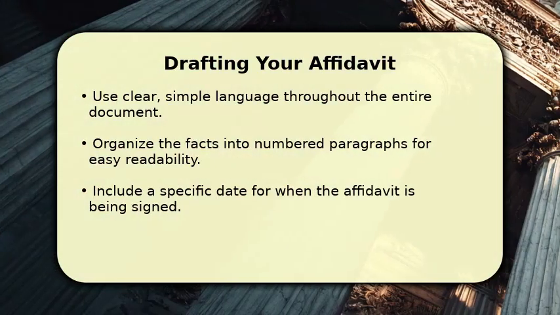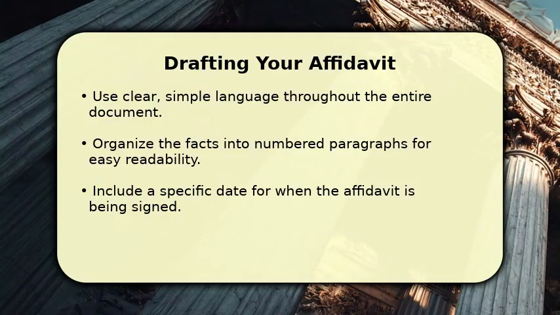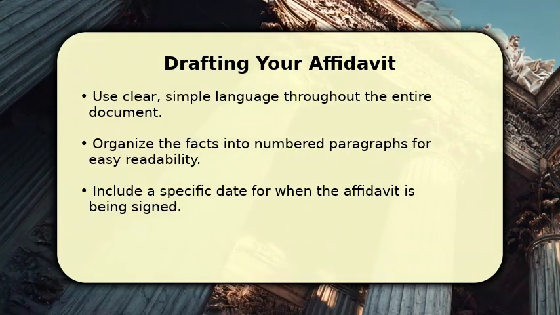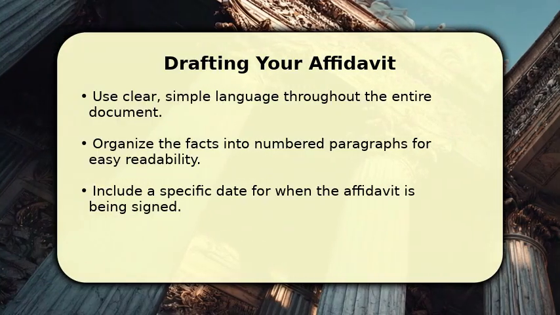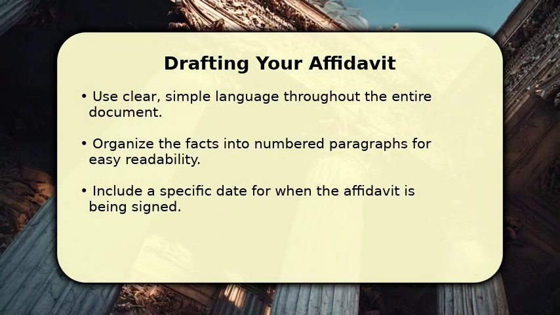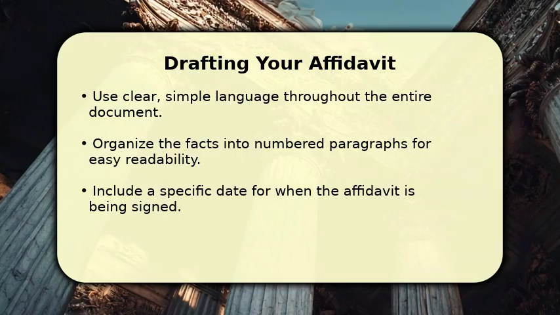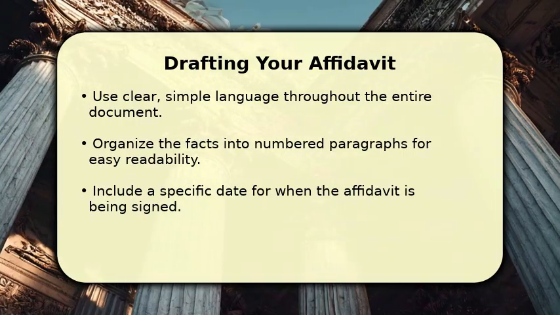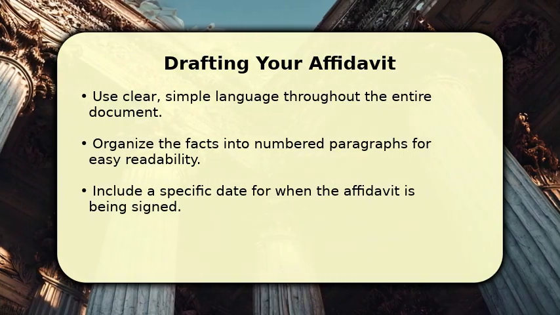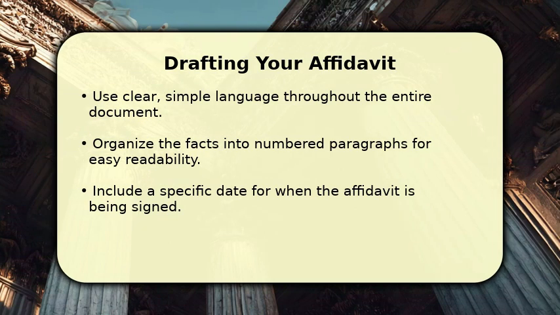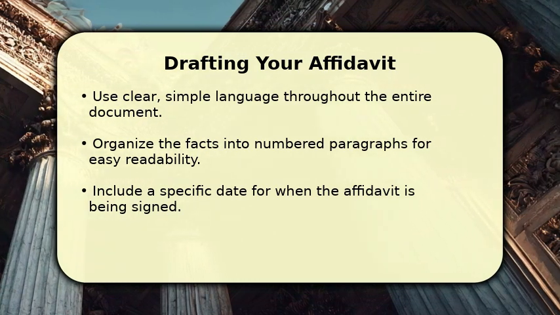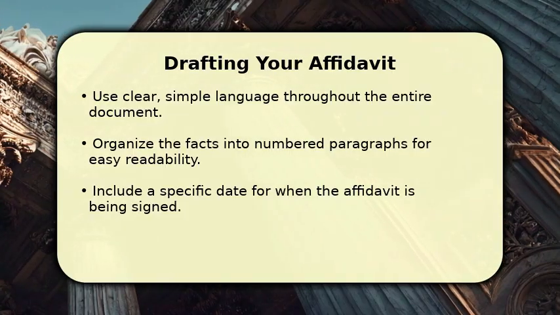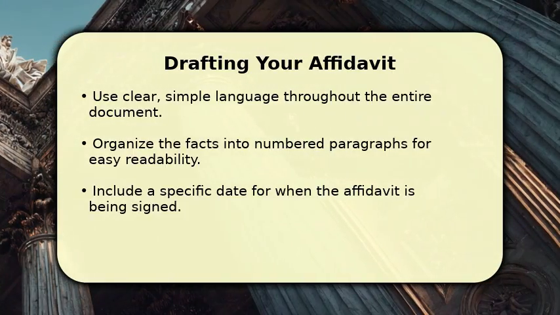When drafting, focus on clarity and precision. Use straightforward language, avoiding legal jargon where possible, so anyone can easily understand your statement. Organize your facts logically, perhaps using numbered paragraphs to present each distinct point. Always include the precise date you are signing the document, usually near the top or bottom. If you have supporting papers, clearly label them as exhibits and mention them within your affidavit to provide additional context and strength to your declarations.